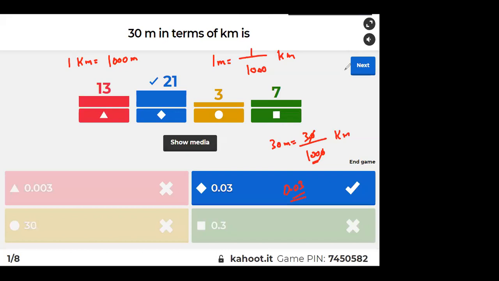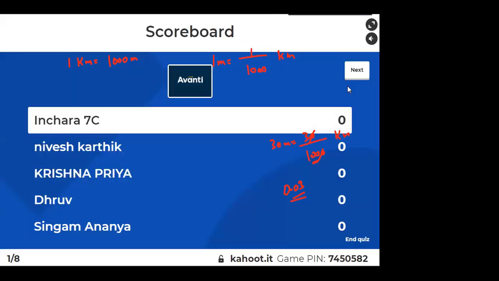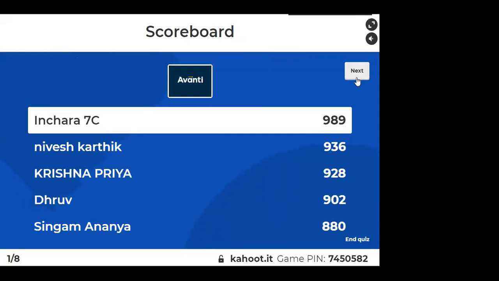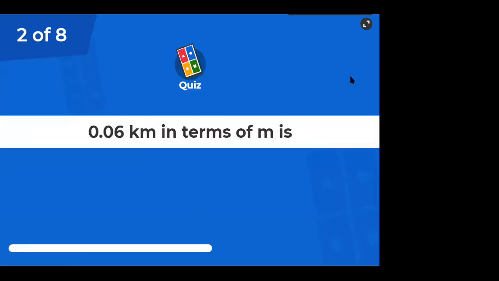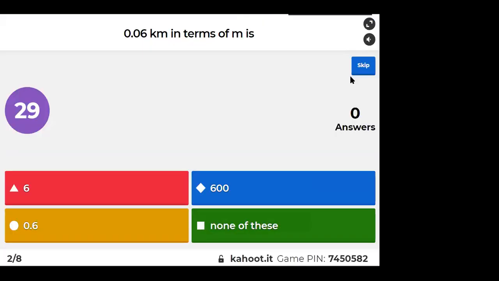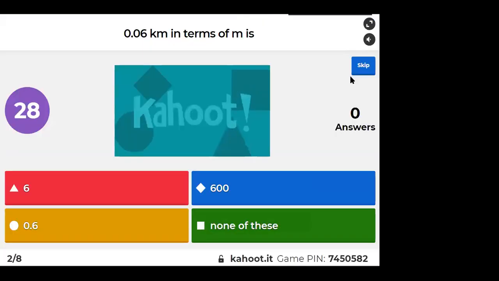चलो next. So this is a quiz. 0.06 kilometer in terms of meter is.